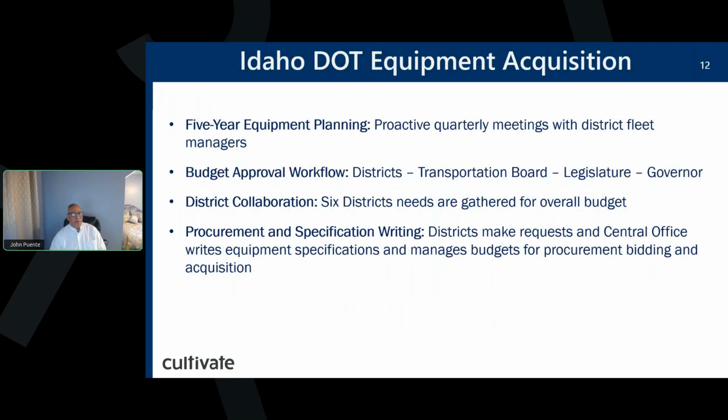So let's look at their equipment acquisition. Idaho is very proactive in their fleet planning with district managers. Each of their 6 districts makes equipment requests, and then the central office approves them. They also write the specs for the equipment and handle all of the procurement process. All of this happens through a budget approval process that moves from each of these 6 districts all the way through to the governor. As you can see from the slide, it's a 5-year plan with the central office taking the lead in organizing it all.